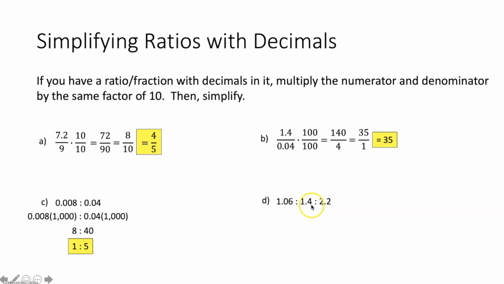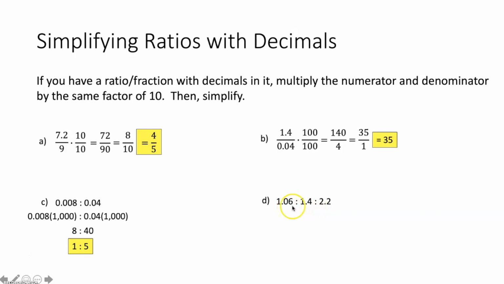Part D, doing the same thing except we have an extended ratio. So for each part of our extended ratio, we have to get rid of our decimal. On the left side, we would have to move our decimal point over 2 places to get rid of it, meaning we would have to multiply it by 100. In the middle part of our extended ratio, we have to move our decimal point over to the right 1 place to get rid of it, meaning we would have to multiply it by 10. And then the right side, same thing. To move our decimal point over to the right 1 place, we would have to multiply it by 10. Again, we have to multiply each part of our ratio by the same factor of 10 because it's got to be a form of 1.